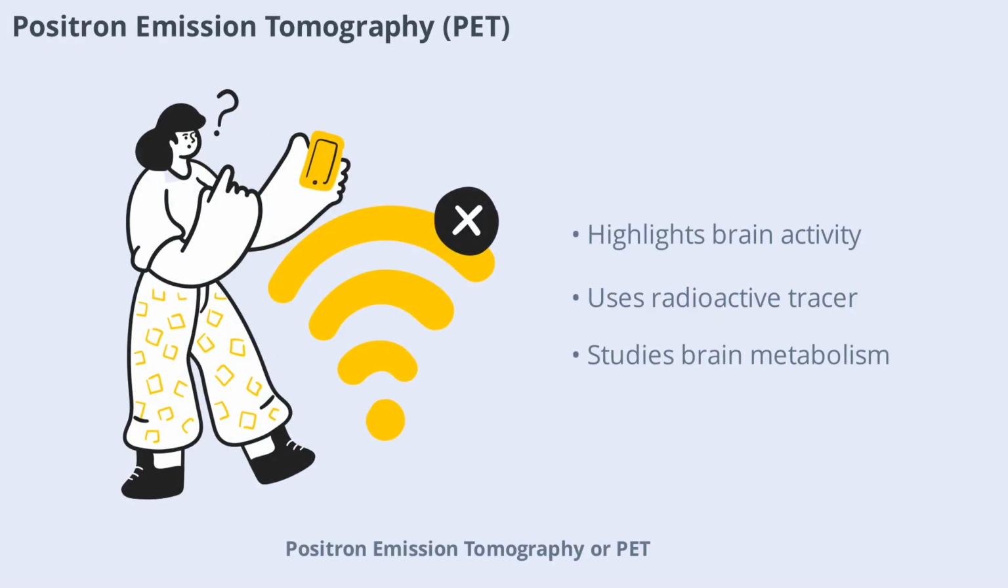Positron emission tomography, or PET, involves injecting a small amount of radioactive tracer into the bloodstream. This tracer highlights areas of the brain that are more active, allowing researchers to study brain metabolism and function. PET scans are especially useful for investigating disorders like Alzheimer's disease, as they can reveal changes in brain activity and chemistry. While PET is more invasive than MRI or EEG, it provides unique insights into brain function.